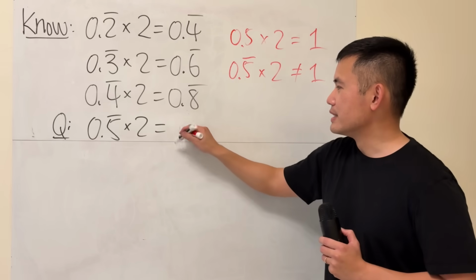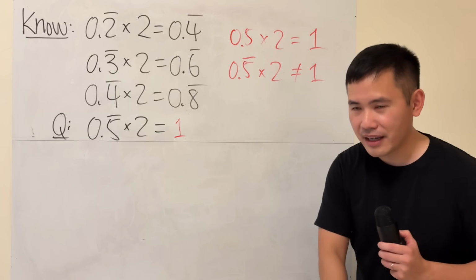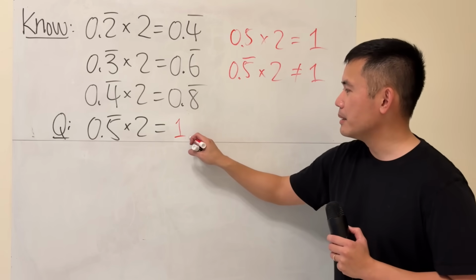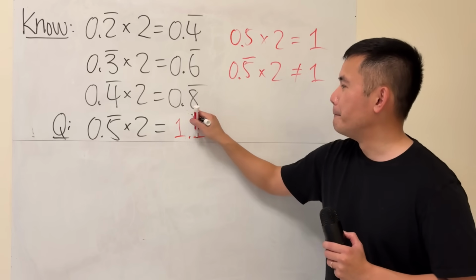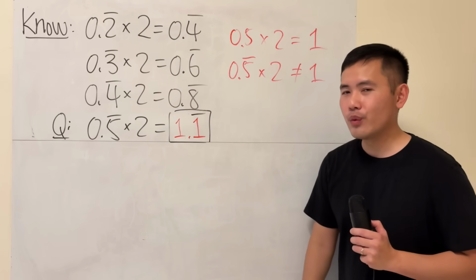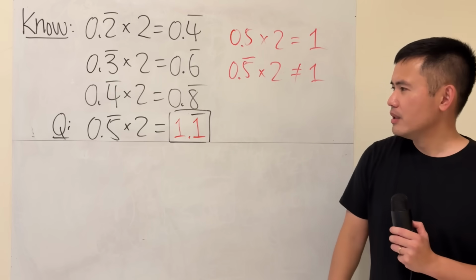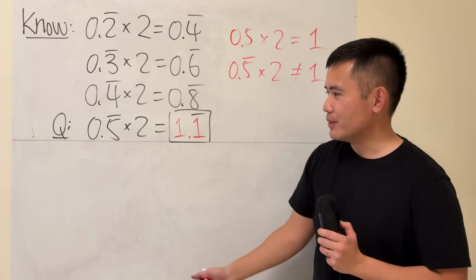The answer for this is 1. Oh my goodness, am I just kidding you? No, I'm not done yet. This is equal to 1.1 bar, and I am serious. 1.1 bar, which means 1.1111 forever. Why though? Well, let's have a look.